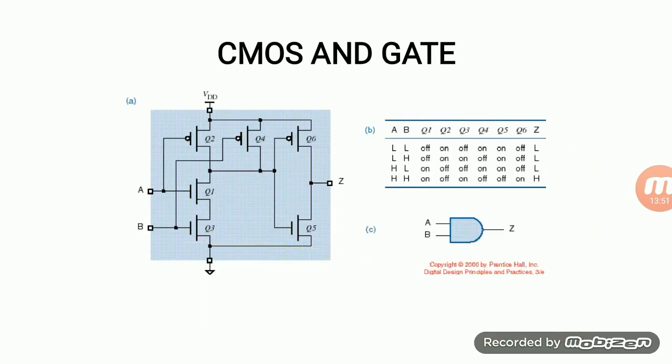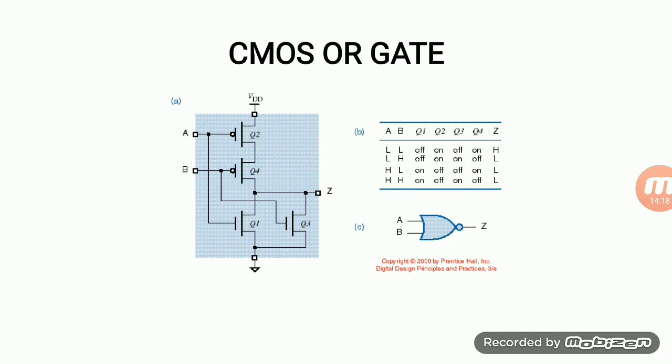In the same way, we go for the CMOS AND gate. In the previous slide we saw the CMOS NAND gate. A NAND gate plus an inverter gives us the AND gate. First we draw the NAND gate schematic, then connect it to the inverter, and we get the CMOS AND gate. In the same way, the CMOS OR gate.